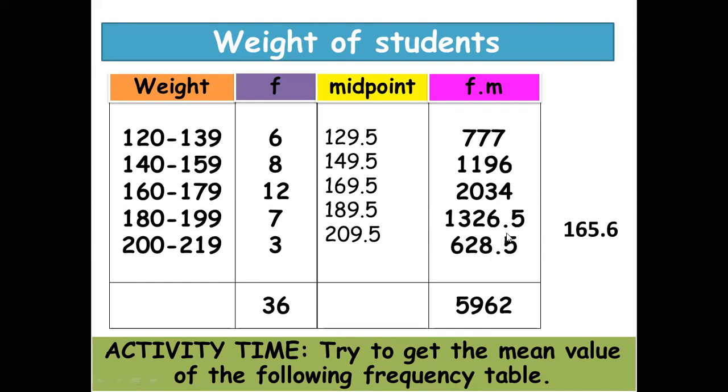Right after that, we add all of the numbers right here. We get 5,962, which we divide by 36, and the mean will be 165.6.